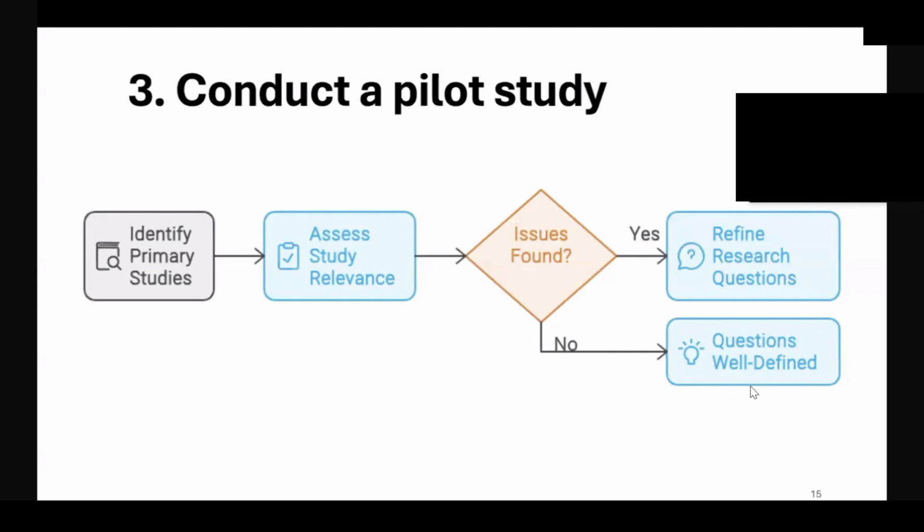In a pilot study, you try to identify 8 to 10 papers relevant to that field that you know are very relevant to the topic. You assess the relevance, and then you see whether these papers are relevant to your research questions or not. If they are relevant and you can properly answer the questions, then that's fine, you can go ahead. If not, then you need to redefine your research questions.